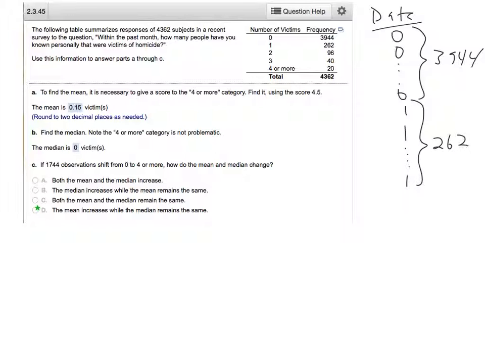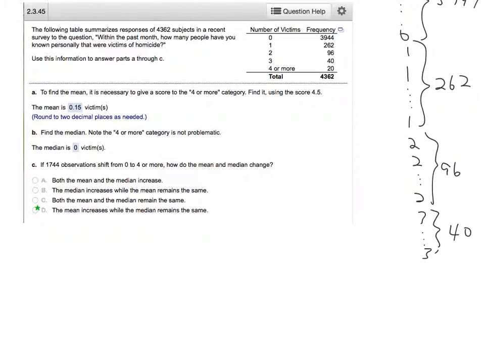262 people said 1, 96 people said 2, 40 people said 3, and then in the table they've just said that 20 people said 4 or more.